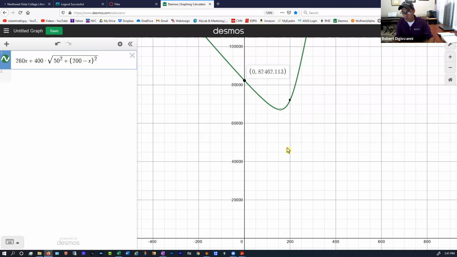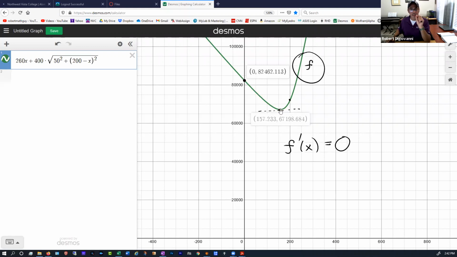Now, what does this point correspond to? Look at the slope of the tangent line there. What's the slope of the tangent line? 0. So the question would be, we know what this function is, right? We just got it. If we could find its derivative and then set it equal to 0, then we would be able to solve this equation and we would get that number. We'd be able to find 157. But we need to be able to find the derivative and then set it equal to 0.